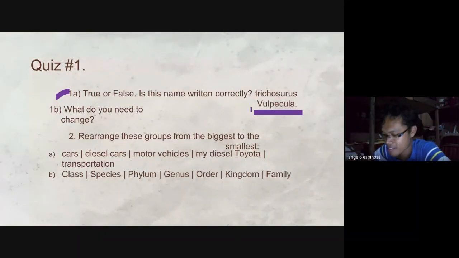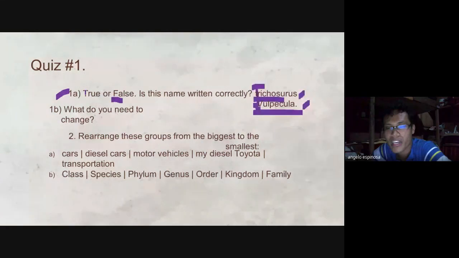Okay, so the correct answer here is false. Bakit false? Kasi we have here genus. 'Yung genus natin is Trichosaurus. Okay? Genus Trichosaurus. And then, number two, what do you need to rearrange to change? So you have here, rearrange these groups. 'Yun dapat mo i-change. We have T, ito 'yung arrangement, then we have Volpicola.